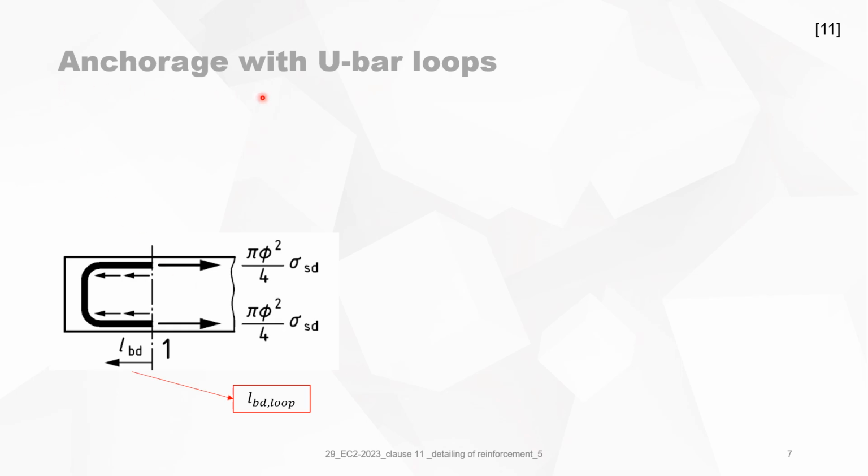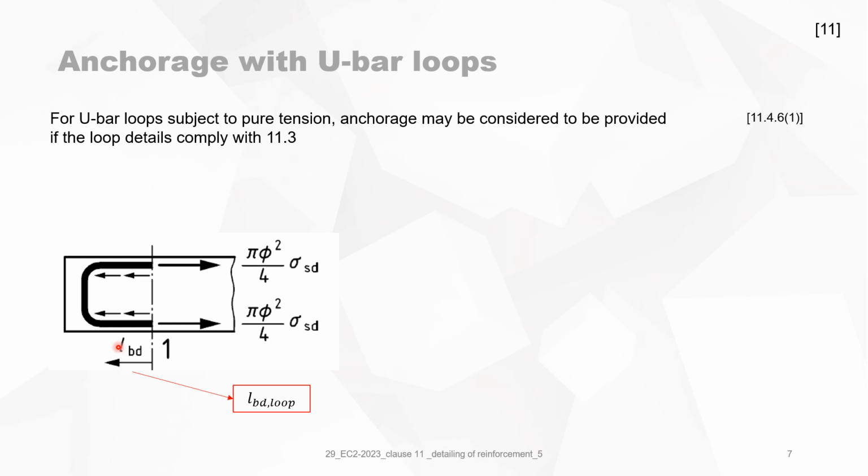Now, about anchorage with U-bar loops, you have a U-bar loop with two forces on the loop. In this example, the force F1 is equal to the force F2. Then you have the anchorage length LBD. This is again confusing, so we call it LBD loop. But is this LBD running from cross section 1, control section 1 up till the end, or is it the total length? It's not specified.